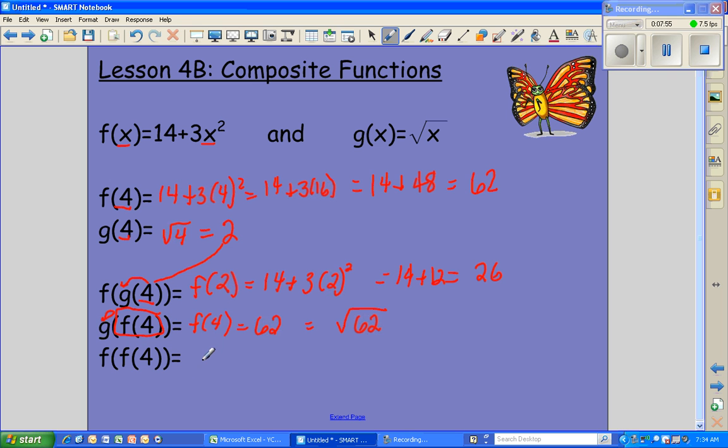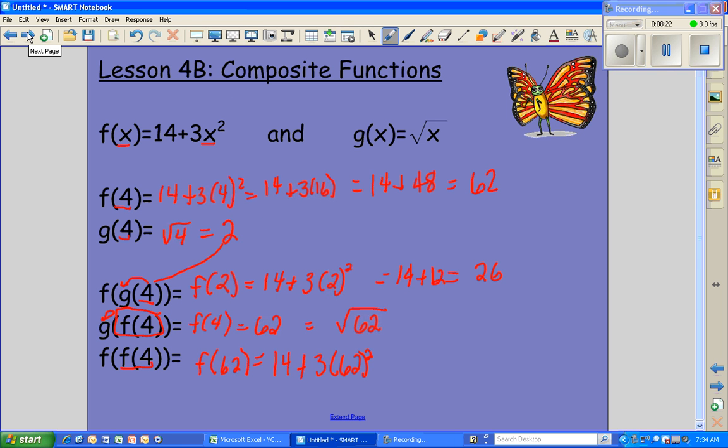F of 4, you'd want a calculator for this, but all that's saying is plug 4 into the f. And when you do that, you get 62, and then plug 62. I'm not going to work this out because 62 squared is a huge number, but you would just grab your calculator, plug 62 in, square it, times 3 plus 14.